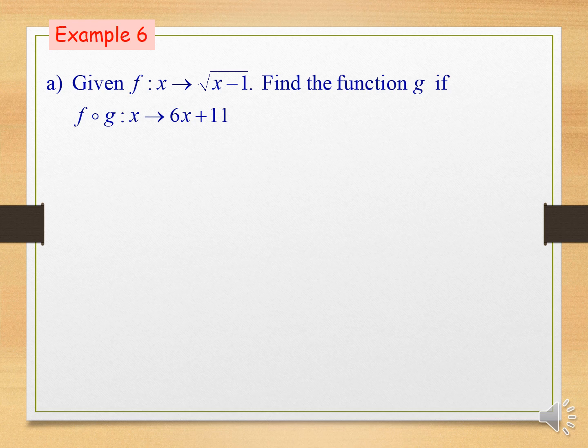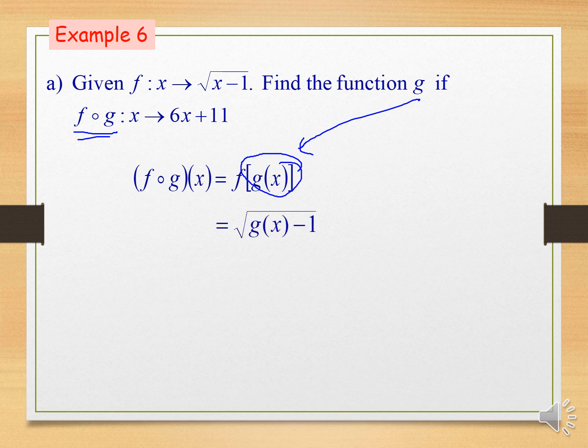Example 6. f(x) equals square root of x minus 1. Find the function g if f composite g(x) equals 6x plus 11. First, what should we do? Write the composite function. f composite g(x) equals f(g(x)). Do we have g(x)? No. This is what we want to find.